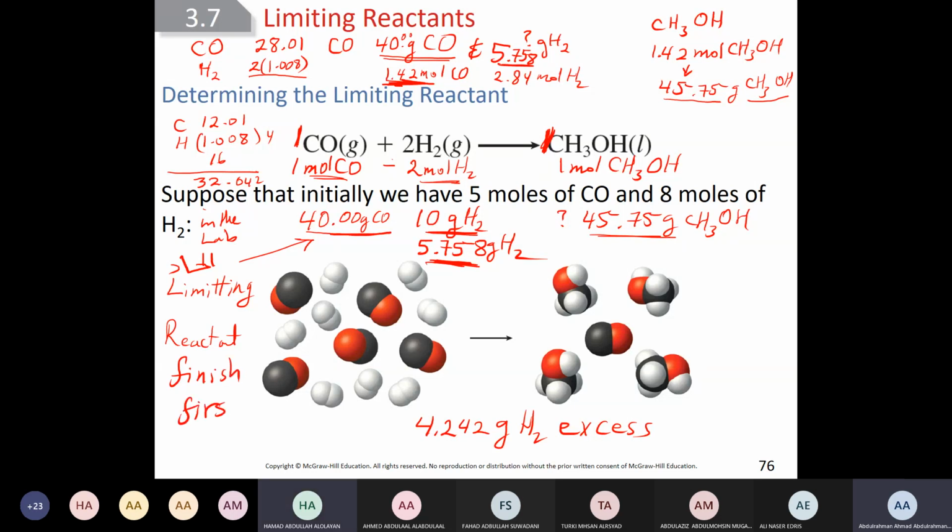So, doctor, do we calculate the moles of 40 gram of CO and add it to the moles? Everything you have to change to mole. And you have your answer in moles. I understand, but then do we calculate the moles of 5.758 grams of H2 and add them together? No, we already did it up here. I got this number from here because I already did it.